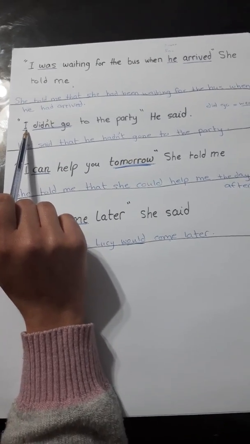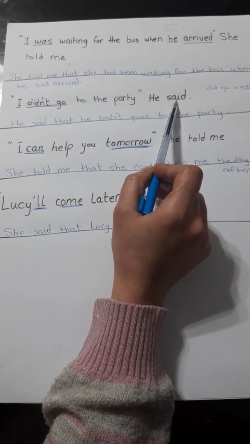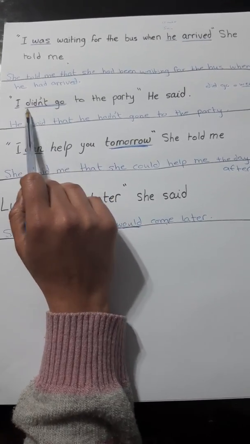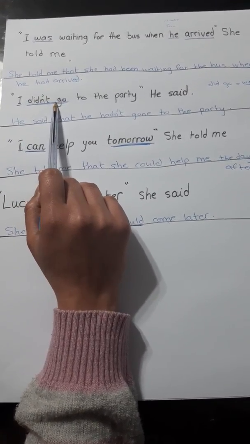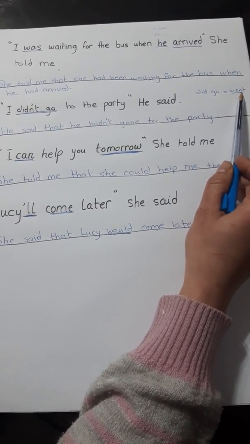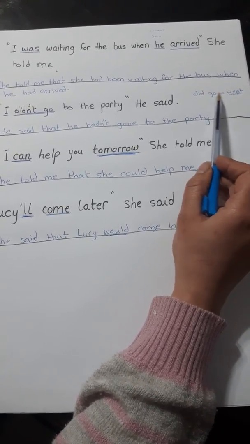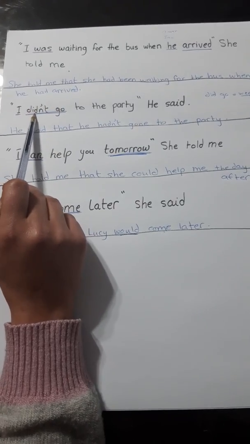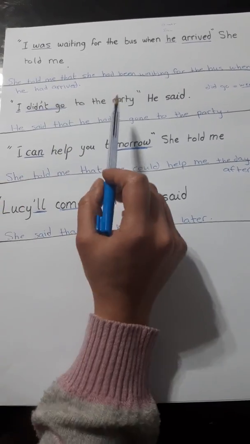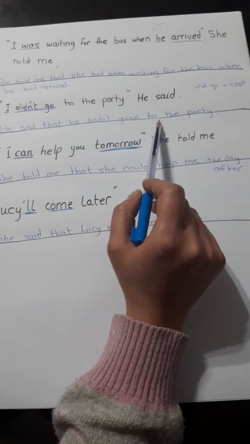Sentence number 2. I didn't go to the party, he said. He said that he, what is the past of didn't go? I want you to notice that did go means went. It is the same, went, did go. But because we add not here, it makes it didn't go. So the past tense of didn't go is hadn't gone. He said that he hadn't gone to the party.